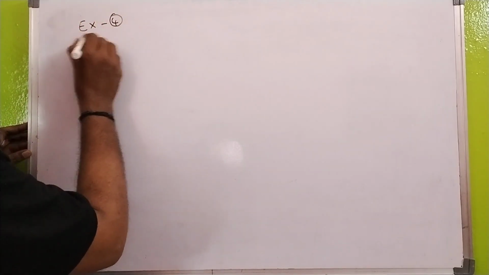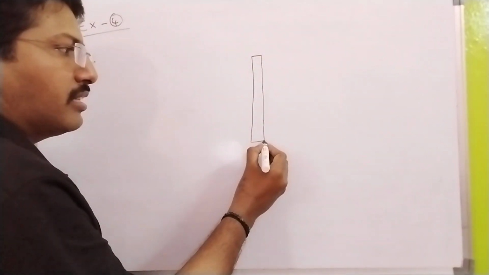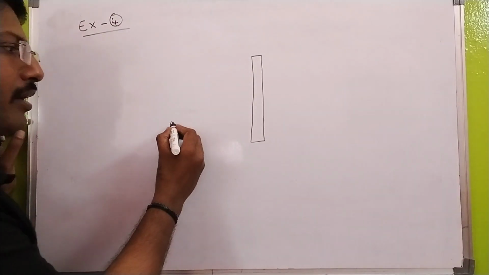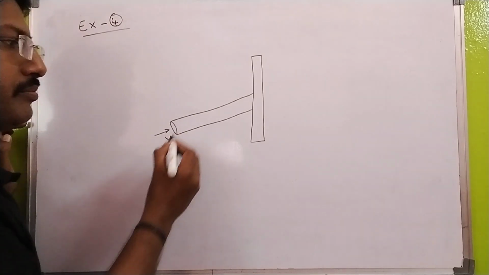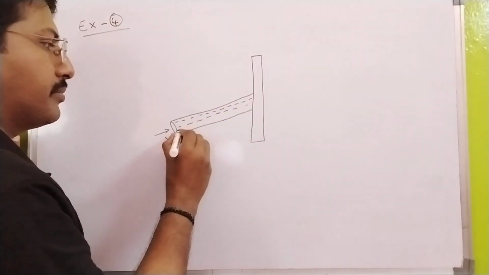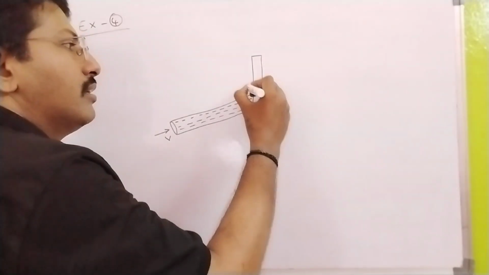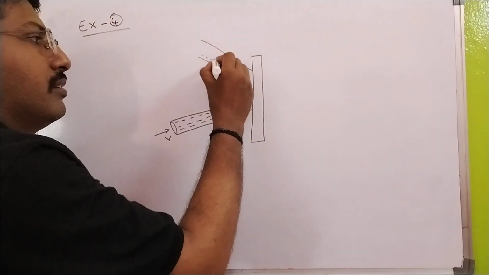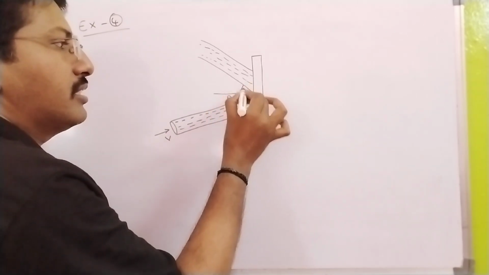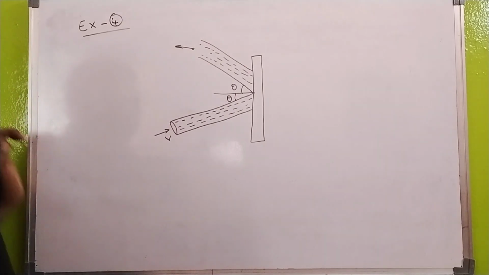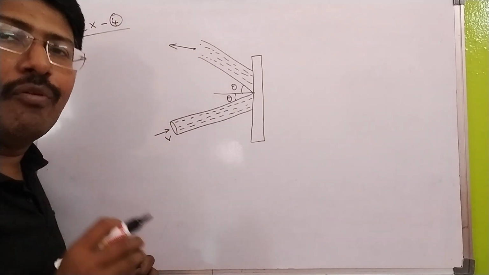Example 4. If you observe example 4 here, this is the rigid support. I take one water pipe. That water pipe ejects the water with constant speed V. So this is the water. Now, after it elastically rebounds with the same speed, with the normal it makes angle theta. This also makes angle theta. Now they are asking, what is the force exerted by the water on the wall?